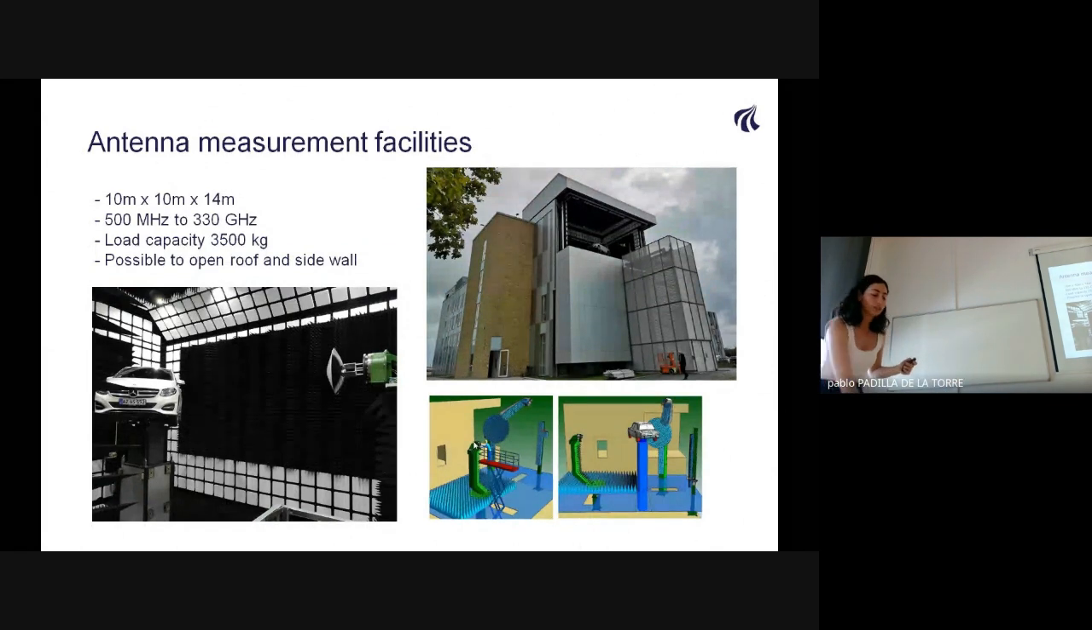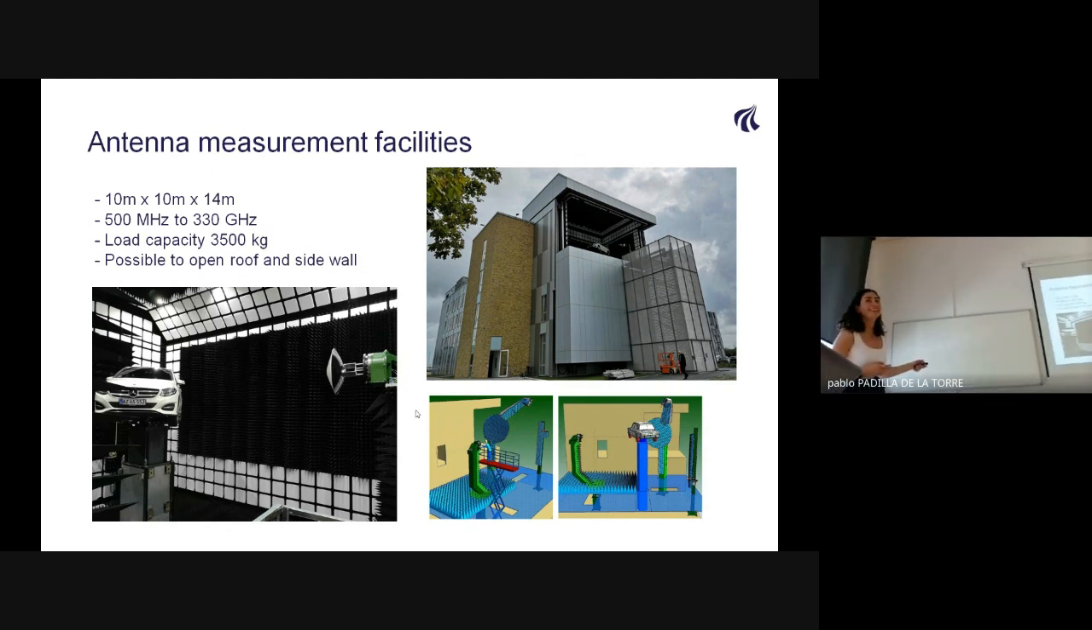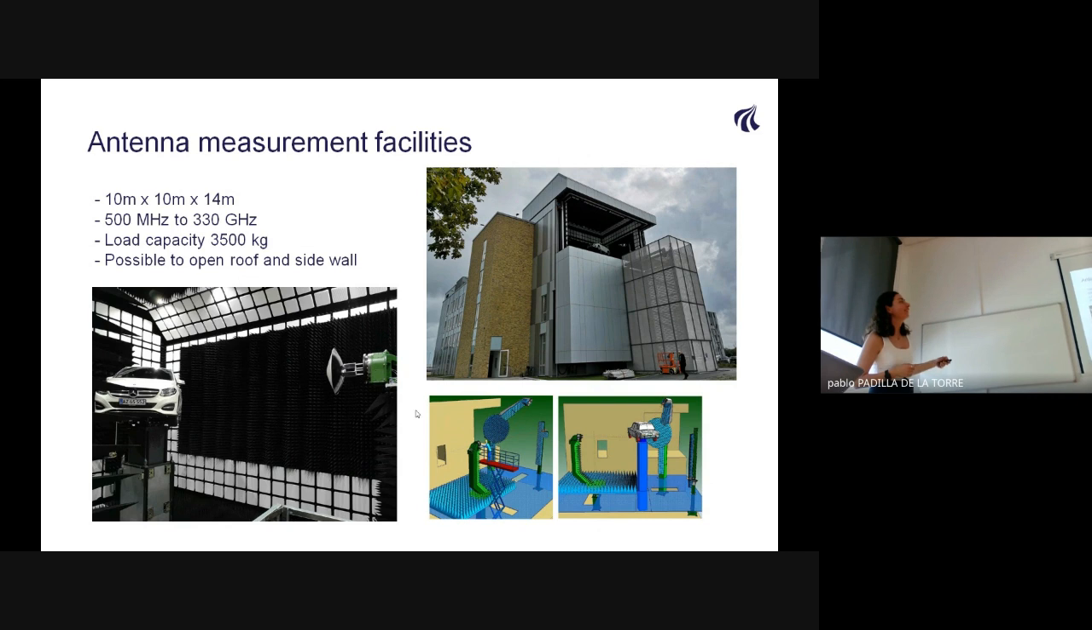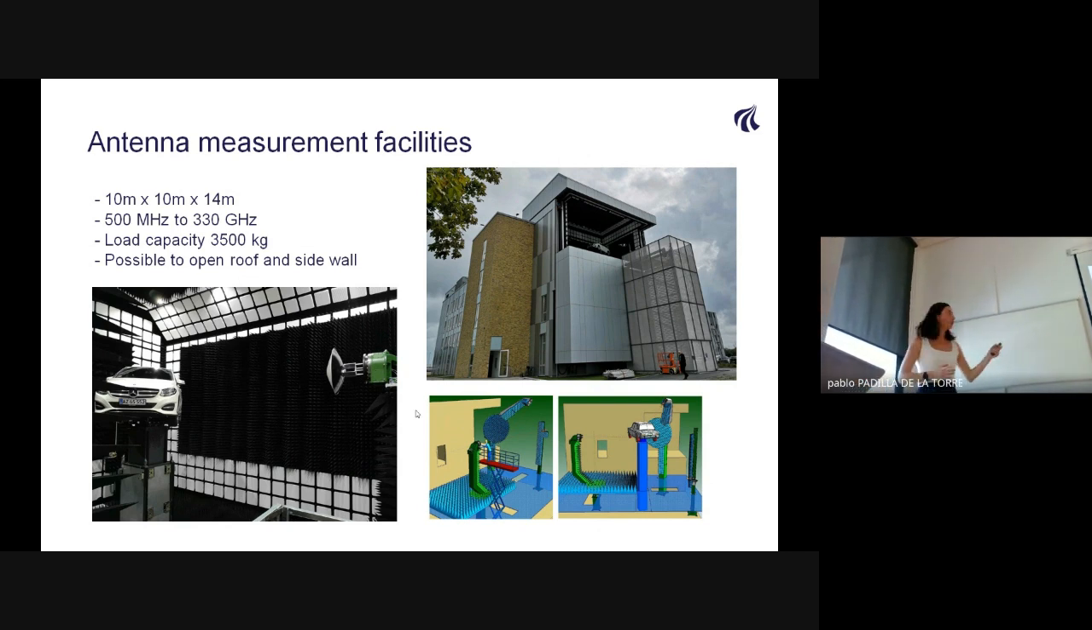This is our large anechoic chamber. As you can see here, we can put a car inside, and the car goes up in this elevator. We can open the wall and the roof, so if we want to do some measurements with a drone, we can open the chamber and just measure. This is the transmitter antenna, and then we also have a beam tree arm that can go around the car if we want to do some measurements.